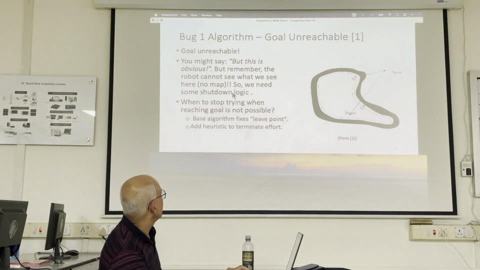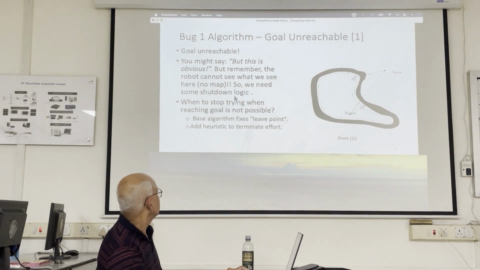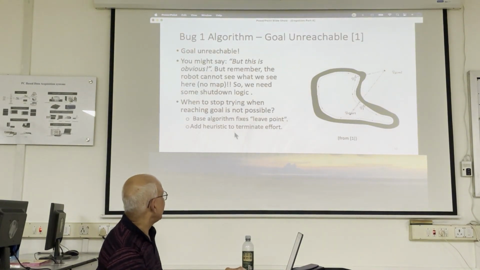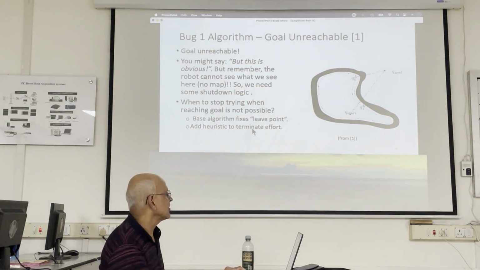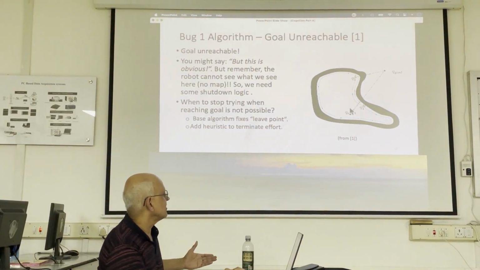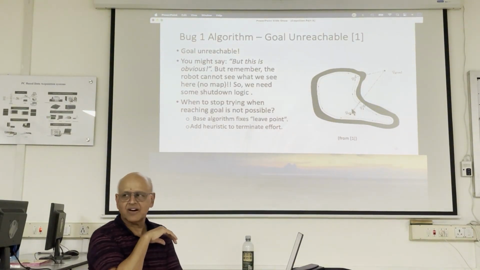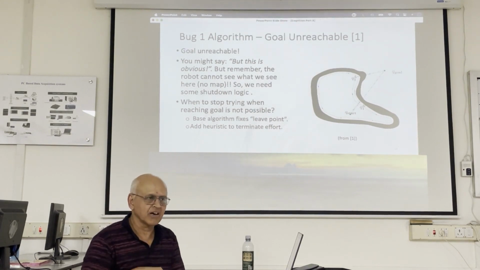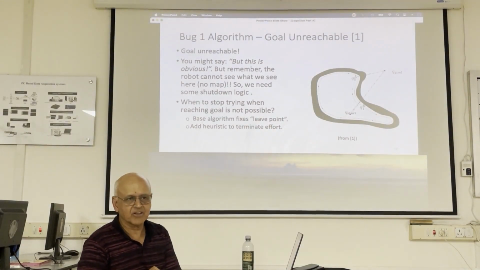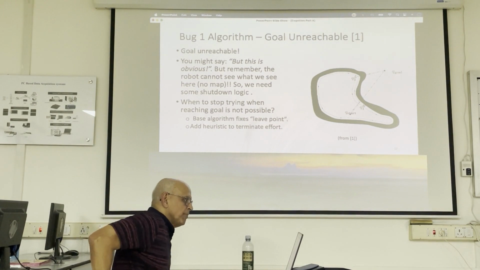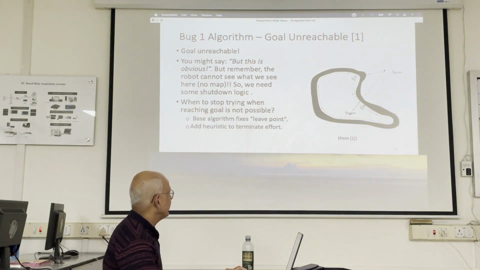So we need some shutdown logic, that's what I said. When to stop trying when reaching the goal is not possible. Base algorithm fixes leave point, right? Add a heuristic to terminate the effort. You have to add something to the code to terminate it. It's actually fun. If you find code on the bug algorithm in MATLAB or Python, it's fun to actually run it because you learn a lot about path planning and navigation.